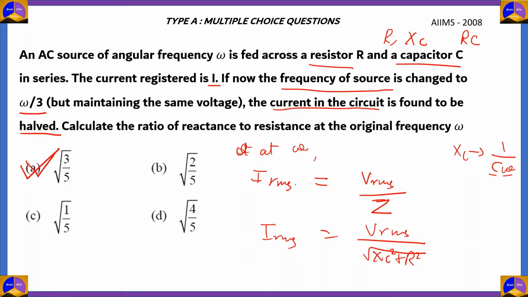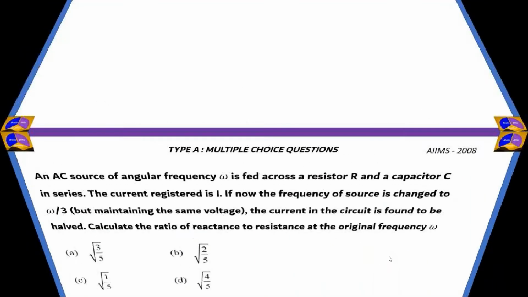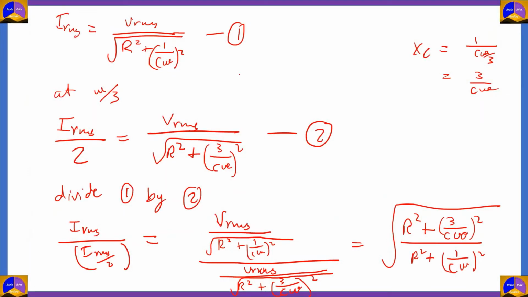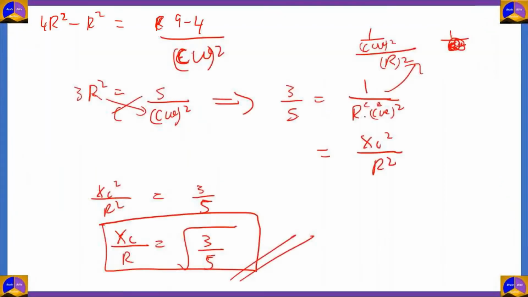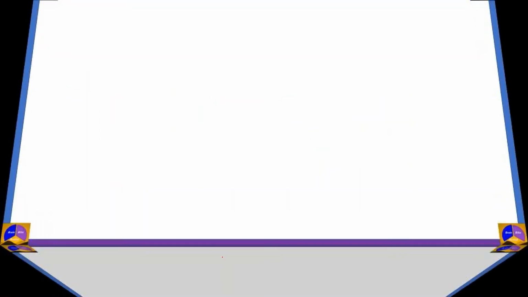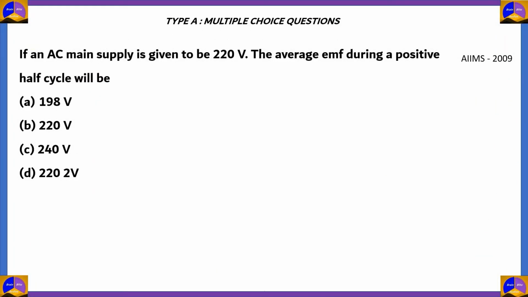And to find that out, we use the RMS value for both current and voltage. Then we found out the value of the impedance. This is for both cases at omega and omega by 3. Then we divided both the equations in order to get a relation between XC and R. So XC divided by R now becomes under root of 3 divided by 5. And that is option A. Let's move on to the next question.